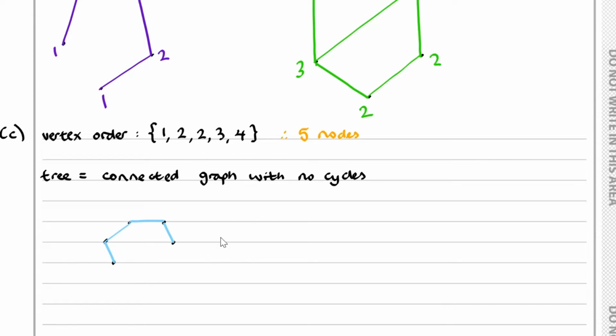So let's just write that down. A tree with 5 nodes has 4 arcs.